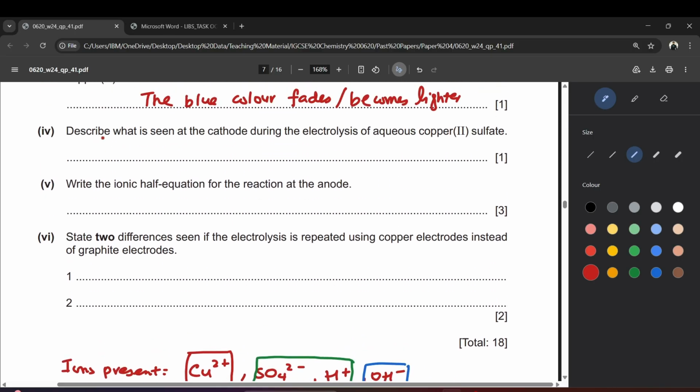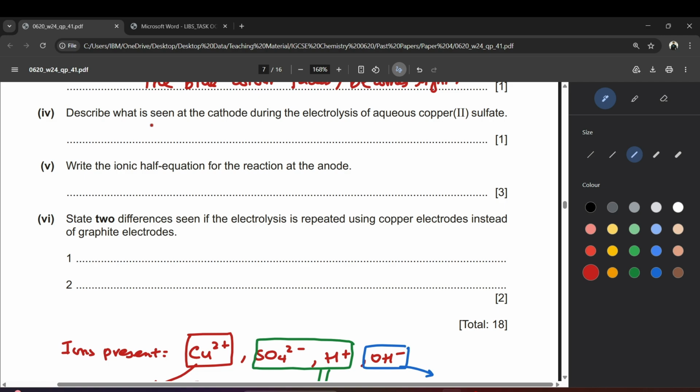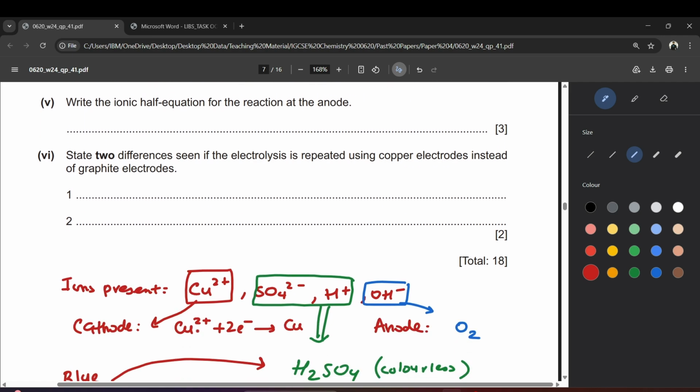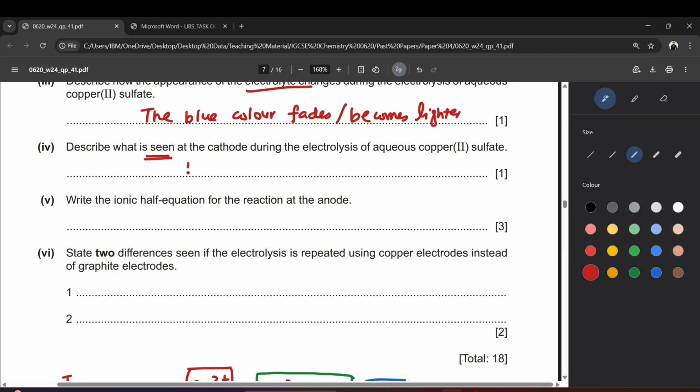Okay, part 4. Describe what is seen at the cathode during the electrolysis of aqueous copper(II) sulfate. So here, remember it says what is seen. So you have to give the observation. We know that at the cathode, copper starts forming, but what is the appearance of copper? So the appearance of copper is brown or pink solid starts depositing.